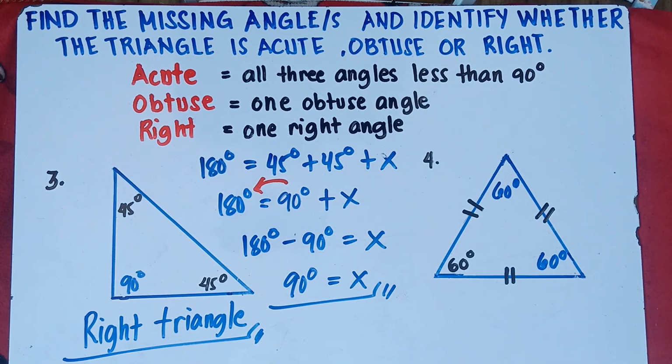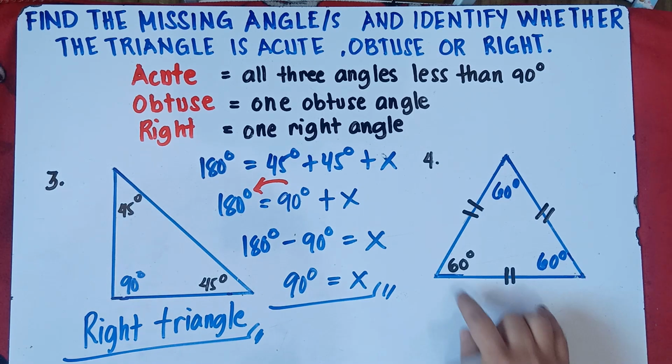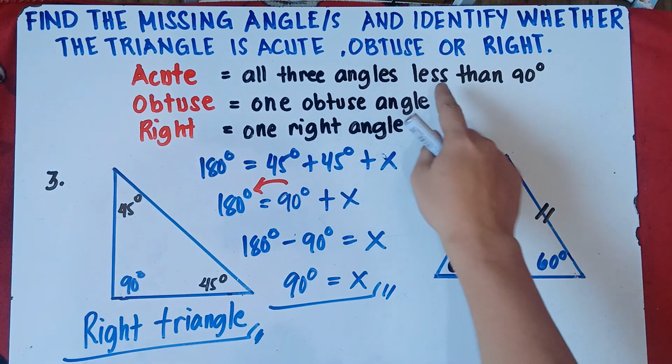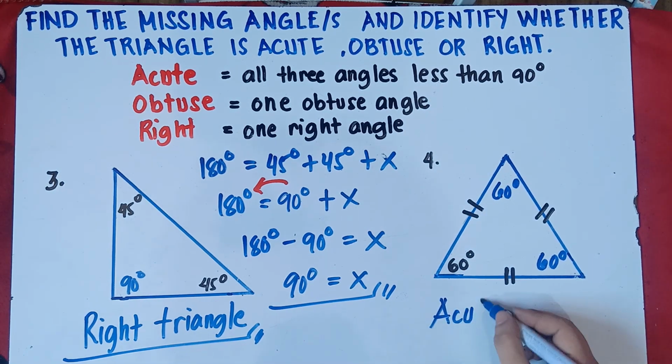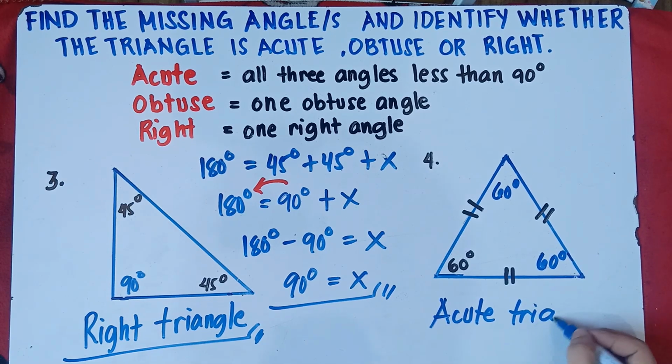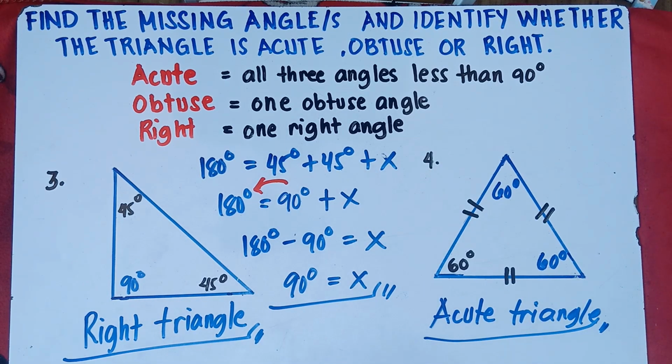Alright, so is it an acute triangle, obtuse, or right triangle? That's correct. It is an acute triangle because we have 3 angles less than 90 degrees. So this is an acute triangle. Alright, all set, class, for numbers 3 and 4. Let's have another example, class. Last example, class, number 5 and 6.